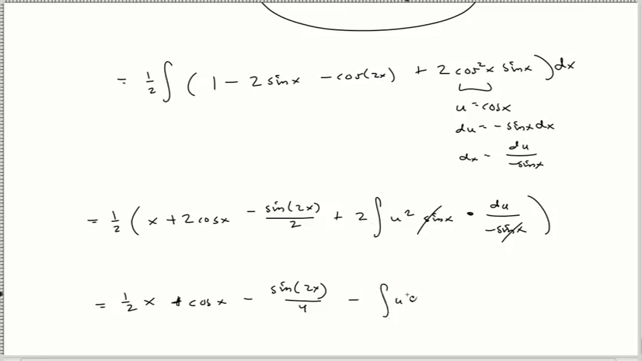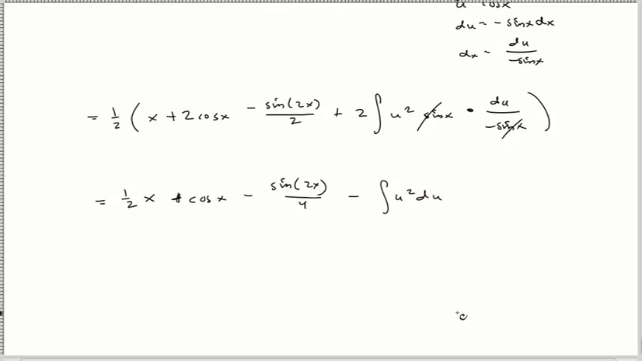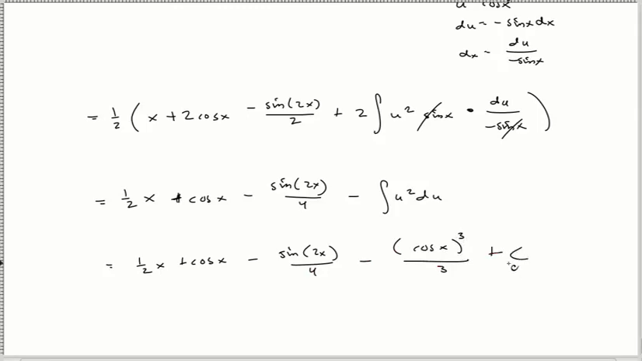So integral of u squared du. Of course, I already know that to be u cubed over 3. What was my u? It was cosine x, cubed all over 3. You can make it pretty on the inside if you like. That's whatever. And then what? Plus c.